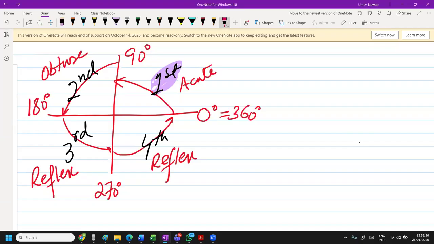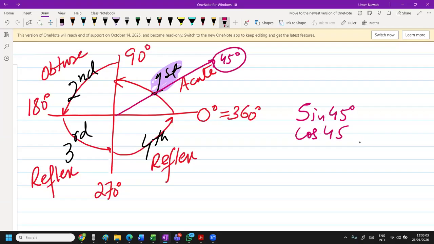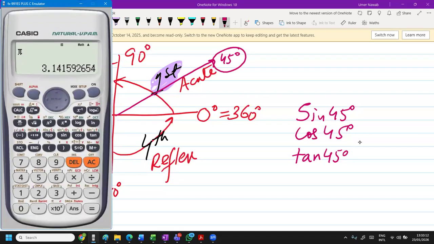If I give you any angle, suppose I give you 45 degrees. Now 45 degrees is in the first quadrant. I want to take the sine of 45, the cosine of 45, and also the tan of 45. Now, when I use my calculator, let me open the calculator and check. First, make sure your calculator is in degree mode.